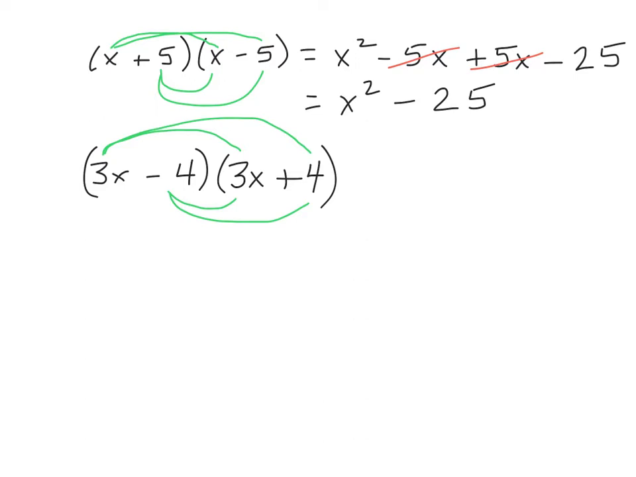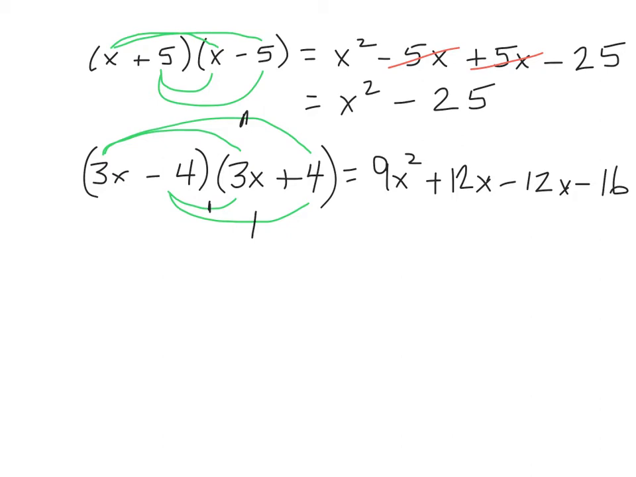So multiplying 3x times 3x gives us 9x squared. Multiplying 3x times 4, that's this line, gives us a positive 12x. Multiplying negative 4 times 3x, that's this little curve, gives us a negative 12x. And multiplying negative 4 times positive 4, this curve, makes negative 16.